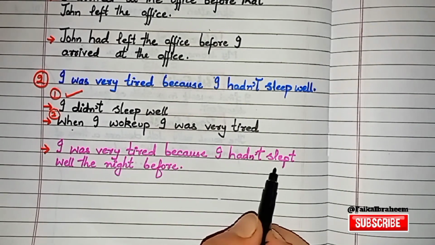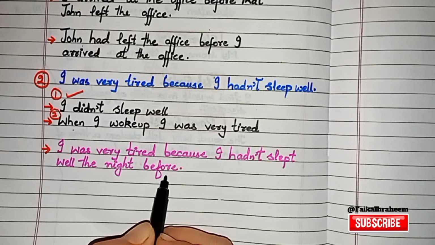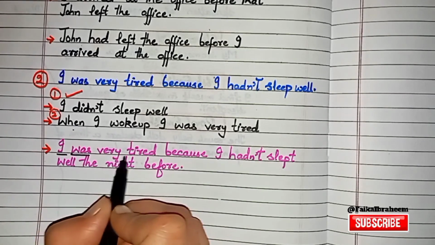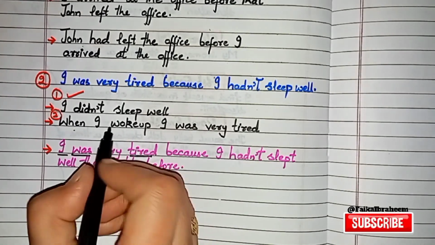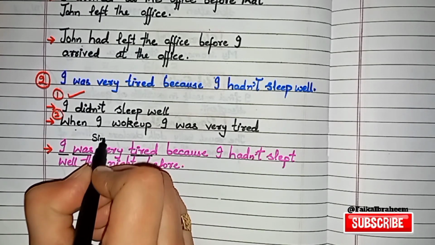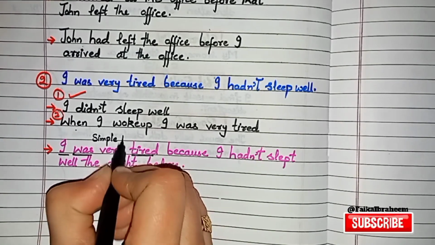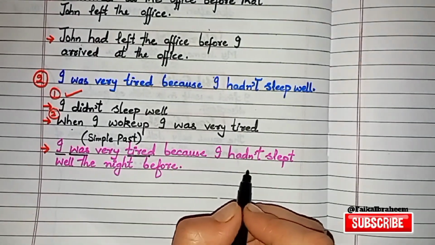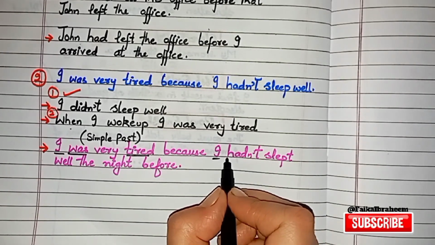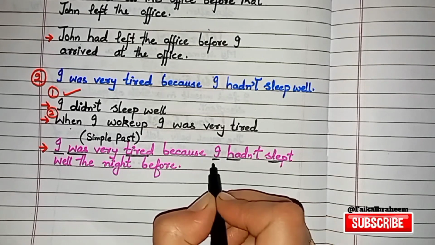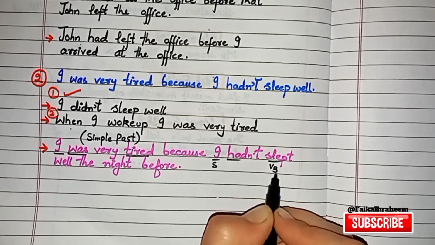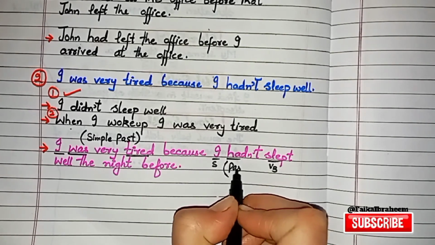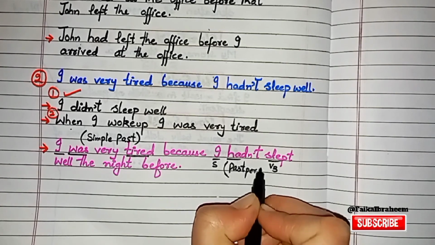I was very tired because I hadn't slept well the night before. This is past perfect. I was very tired, this is past, simple past. And I hadn't slept. Hadn't slept, third form of verb. Subject plus had plus third form of verb. This is past perfect tense.